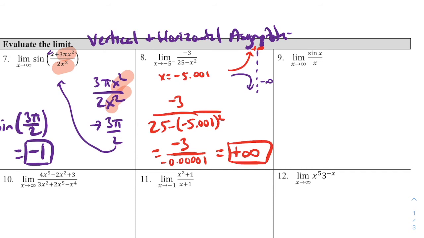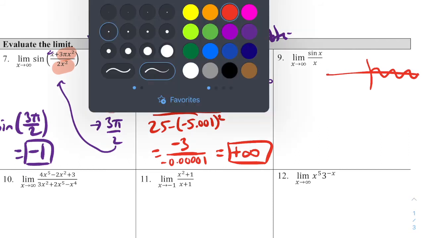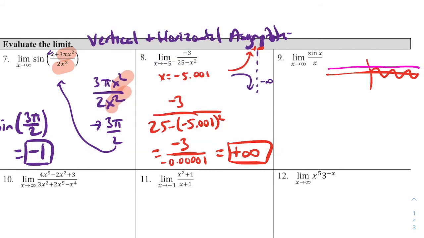Number 9. Be careful. This looks a lot like one of our special trig limits, but those special trig limits for sine only work when this is going towards 0. Here, this is going towards infinity. And so how do we approach this? Well, we can use a little bit of our knowledge about what sine of x looks like. Again, sine of x is one of those functions that oscillates back and forth between two values. It oscillates between the values of y equals 1 and y equals negative 1.